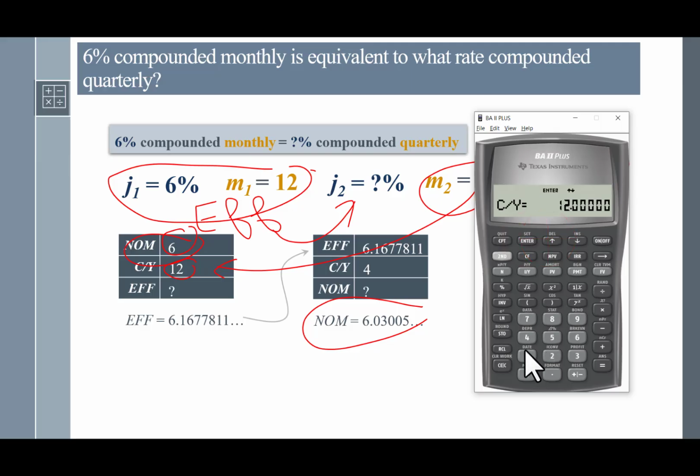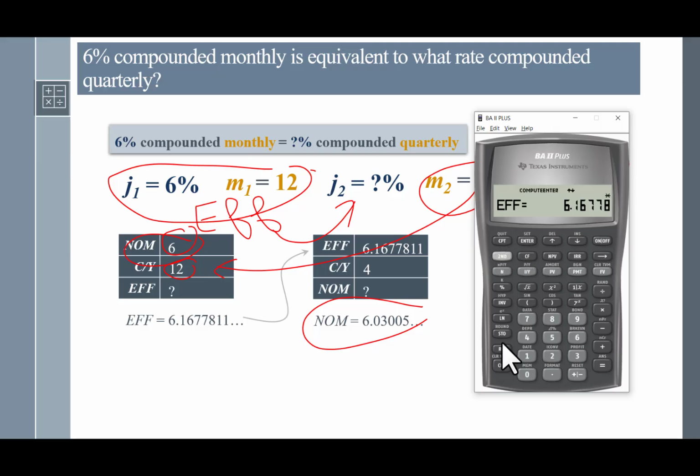Monthly. So we're going to enter 12, even though it's 12, I just want to show you how to do it. Click on enter. We're going to go up to effective and press CPT. And this is the effective interest rate, which is the equivalent interest rate to this, but compounded annually. So the effective interest rate is equivalent, but compounded annually. But that's not what we're looking for. So we're not going to touch this.